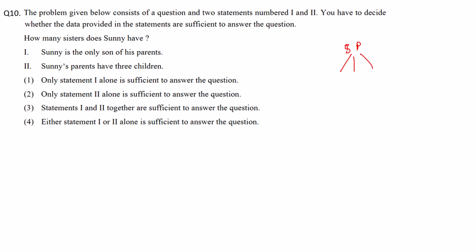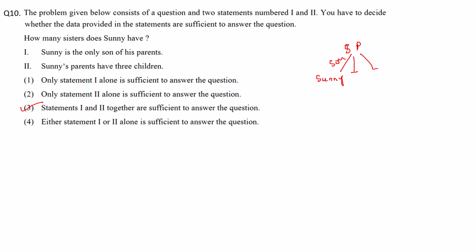They have 3 children. From the first statement it is given only one son, and the name of the son is Sunny. It means the remaining 2 are daughters. So Sunny will have 2 sisters, isn't it? But to give the answer for this question, I have to use both the statements. So option number 3 is the correct option. Statements 1 and 2 together are sufficient to answer the question.